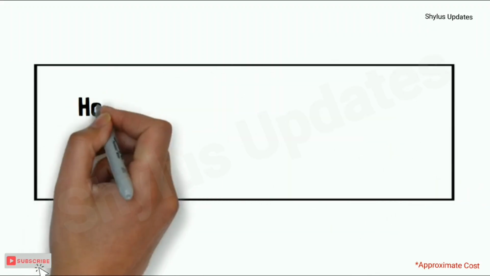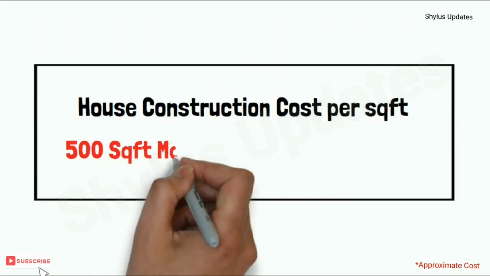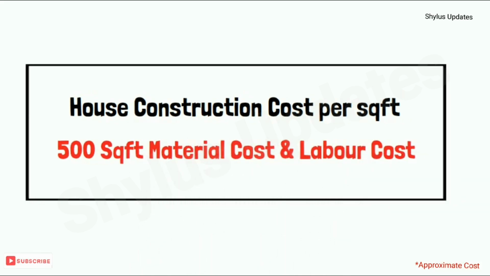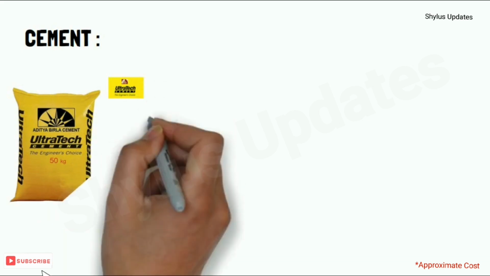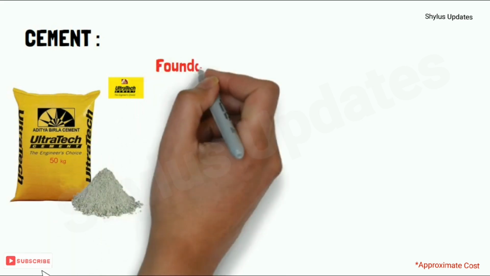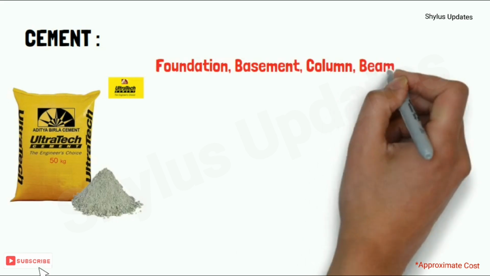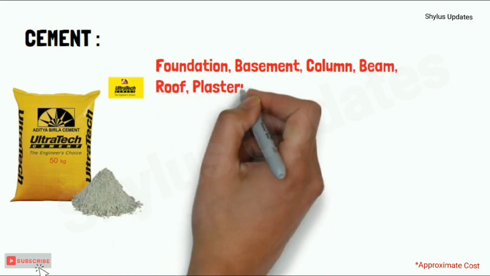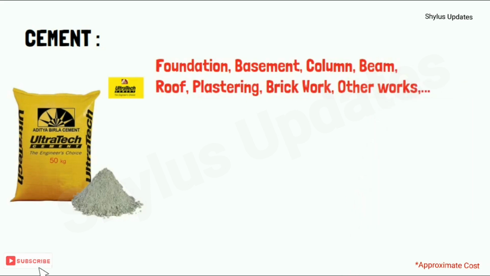House construction cost per square feet. 500 square feet material cost and labor cost. Cement. Cements are used in foundation, basement, column, beam, roof, plastering, brickwork, other works, etc.